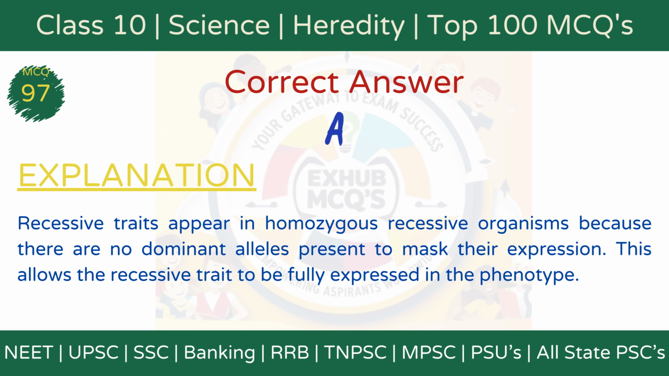The correct answer is option A. Dominant traits are absent. Explanation. Recessive traits appear in homozygous recessive organisms because there are no dominant alleles present to mask their expression. This allows the recessive trait to be fully expressed in the phenotype.